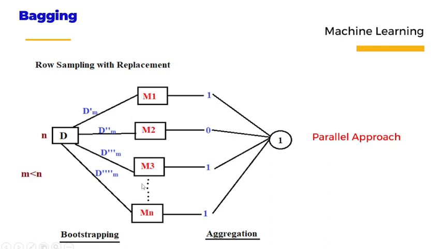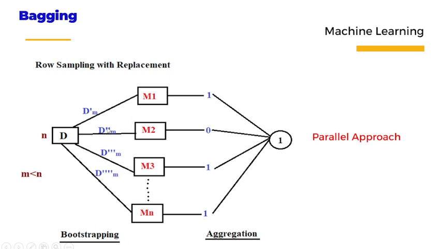For each and every model, we provide a sample of the data set. Here you can see D dash of M. This is a sample I have taken from the data D, which contains N records, so M is always less than N. Similarly for the next model, I am resampling the records, picking D double dash M records, and giving them to the M2 model. Similarly I do this for all other models.